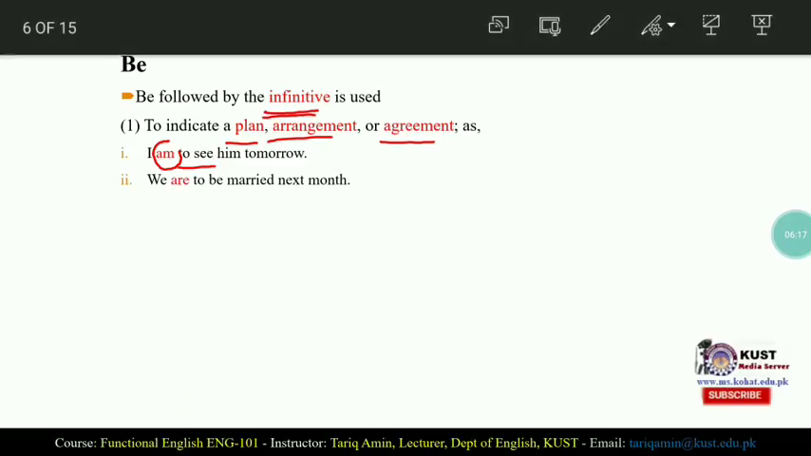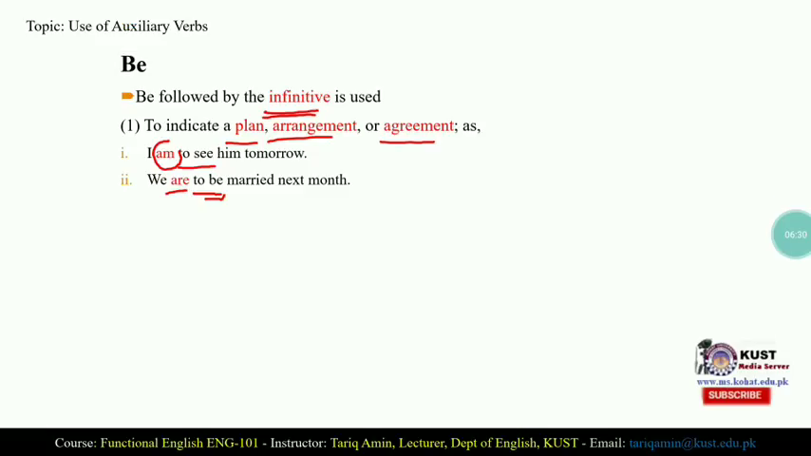And we are to be married next month. It shows, I think, arrangement. To be married is an infinitive, and "are" is used before it in order to show arrangement.